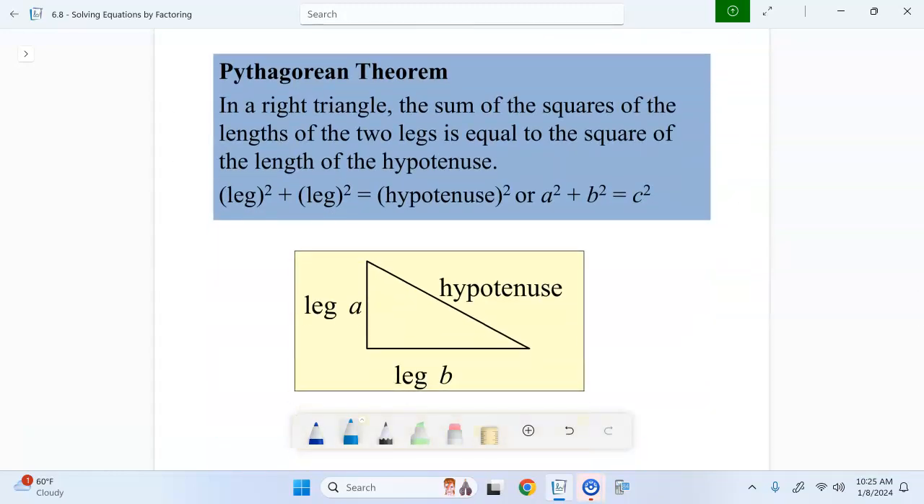Let's do a quick review of our Pythagorean theorem. We know in a right triangle the sum of the squares of the lengths of the two legs is equal to the square of the length of the hypotenuse. And so you hopefully recognize our formula, a squared plus b squared equals c squared. It's just really important that our hypotenuse is c. Which leg is a and which leg is b does not matter, but c has to be the hypotenuse.